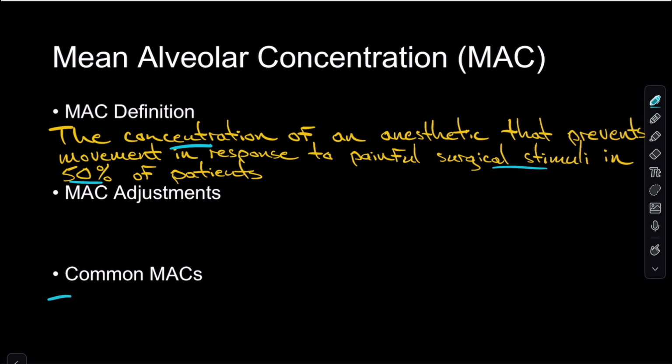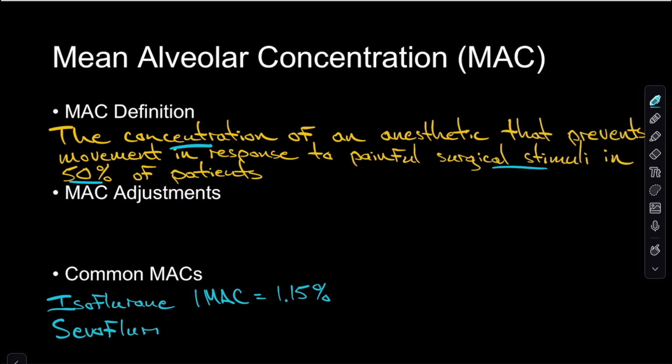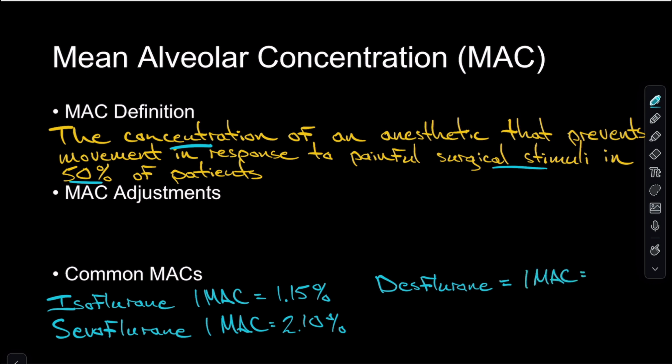So for isoflurane, 1 MAC equals 1.15% of this gas. For sevoflurane, 1 MAC equals 2.1% of the gas. Desflurane, 1 MAC equals 7.25%. And then for nitrous, 1 MAC equals 104%.